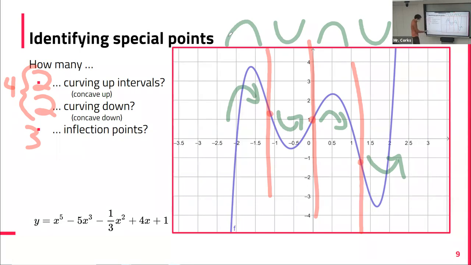Also 4, so our exponent here was 5 minus 1, total 4 possible curving up or down intervals. 5 minus 2, maximum 3 inflection points. Lots of connections like that.